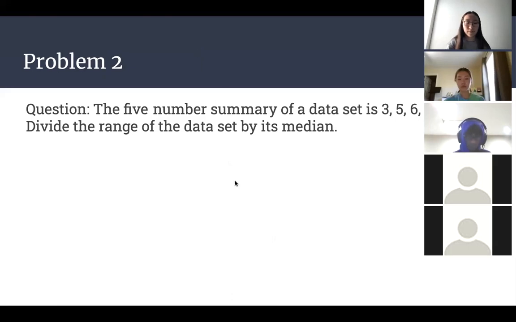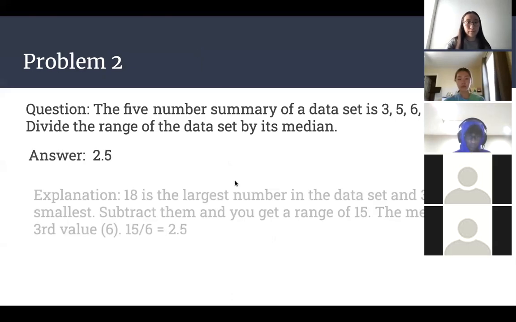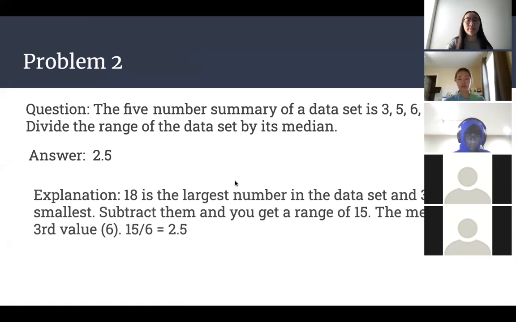Yep, good job. The answer is 2.5. We know that 18 is the largest number in the data set and 3 is the smallest. To find the range, you subtract the smallest number from the largest number, so the range of this data set is 15. The median is the third value in the 5-number summary, so that's 6 right here. We do 15 divided by 6, which simplifies down to 2.5.